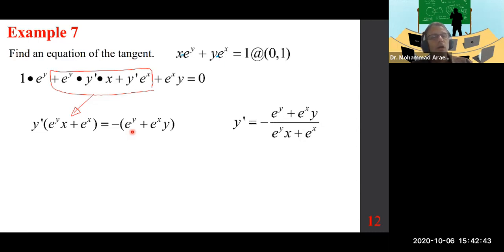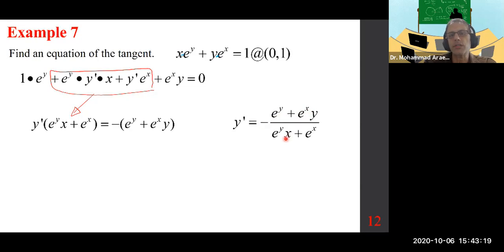And so, plug it in order to find the slope. Let's plug it. Okay, so what do we get? We replace the x with 0, and we replace the y with 1. So over here, minus e to the power of y, that means e to the power of 1, plus e to the power of x, that means e to the power of 0, which is 1, times y, which is 1. So this whole thing becomes 1, okay? And this becomes e. So minus e plus 1.